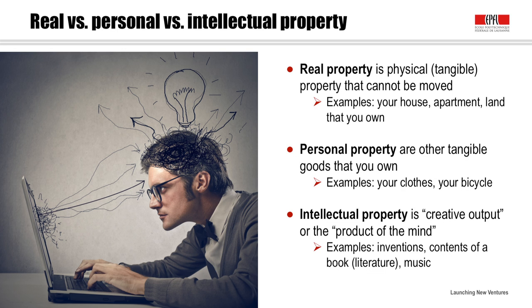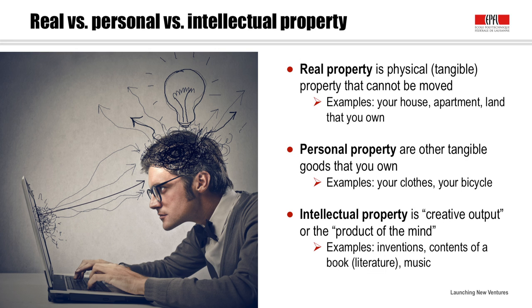Now, personal property are other tangible goods that you own, but that can be moved around. Your clothes, your bicycle, and other pieces of personal property that you have. And of course, we have rules and regulations about what to do with personal property. You can't just take someone's clothes without their permission and start wearing them. You can't steal someone's bicycle. If you do, you could end up getting in trouble with the law, etc. So personal property is also a tangible good.